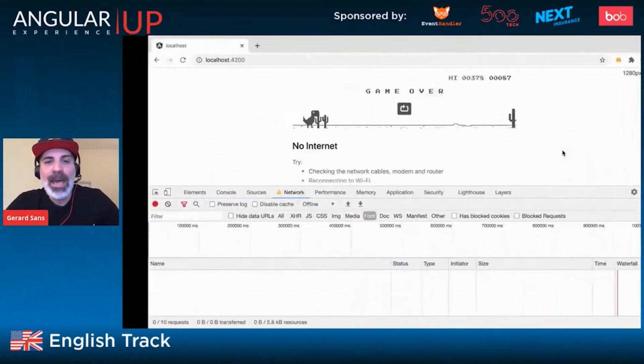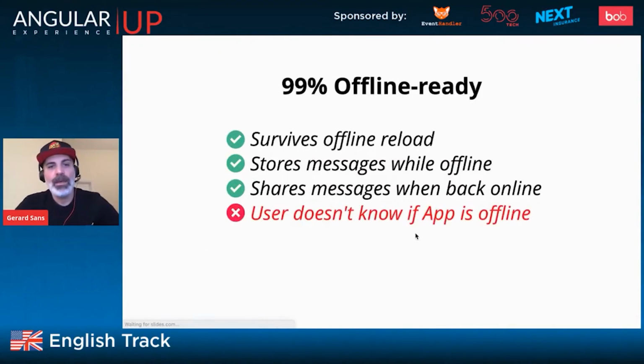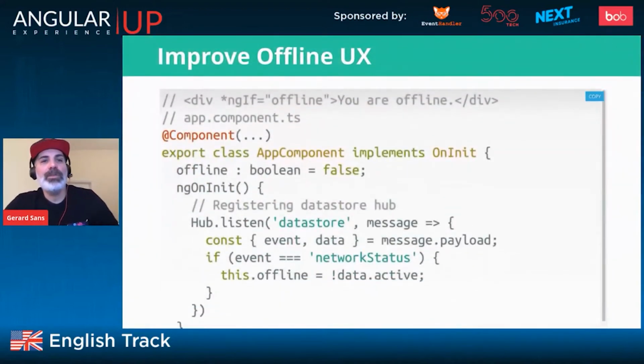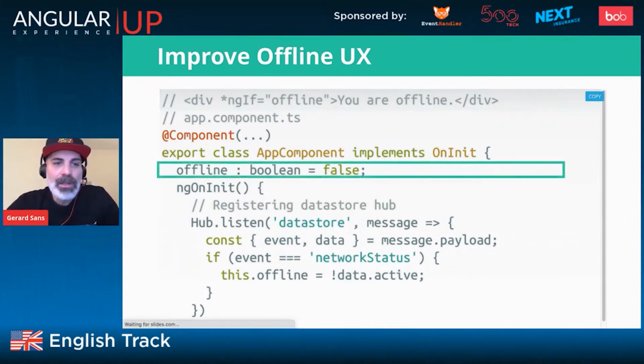There's still one thing that I haven't done, and this is what I want to point out here. When I'm offline, the user cannot see that information. One thing that I want to do is improve the user experience, and one way to do it is by using a flag. This is going to be the implementation. I'm going to introduce an offline property, and I'm going to use that flag to show a message and change the UI.